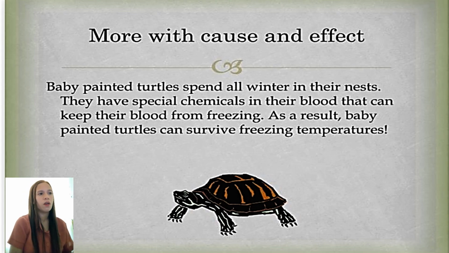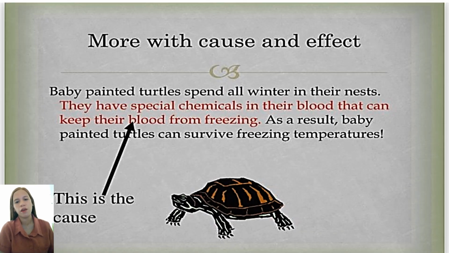So for example, baby painted turtles spend all winter in their nest. They have special chemicals in their blood that can keep their blood from freezing. As a result, the baby painted turtles can survive freezing temperatures. If we are going to determine the cause in the given scenario, we can determine that it is in the second sentence. So they have the special chemicals in their blood to keep blood from freezing.